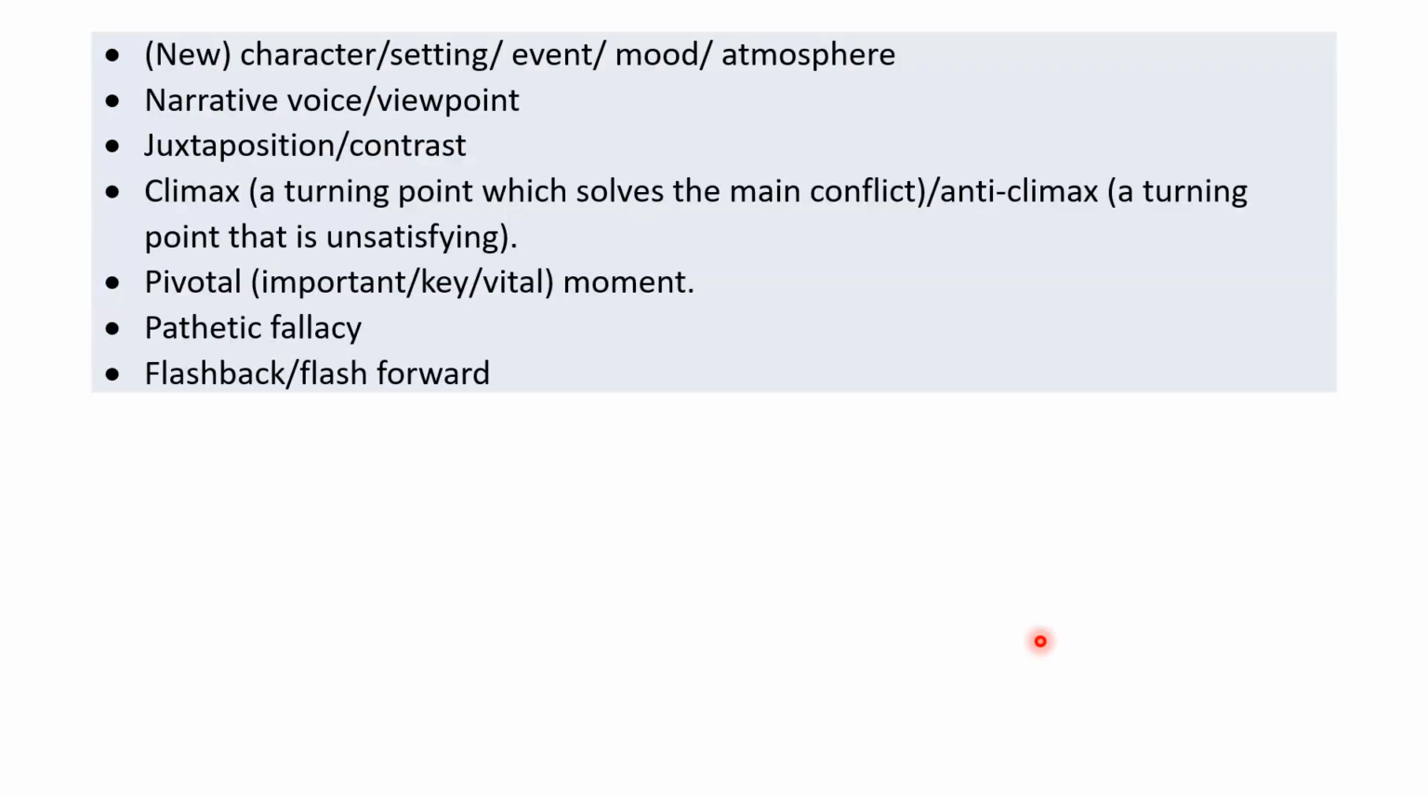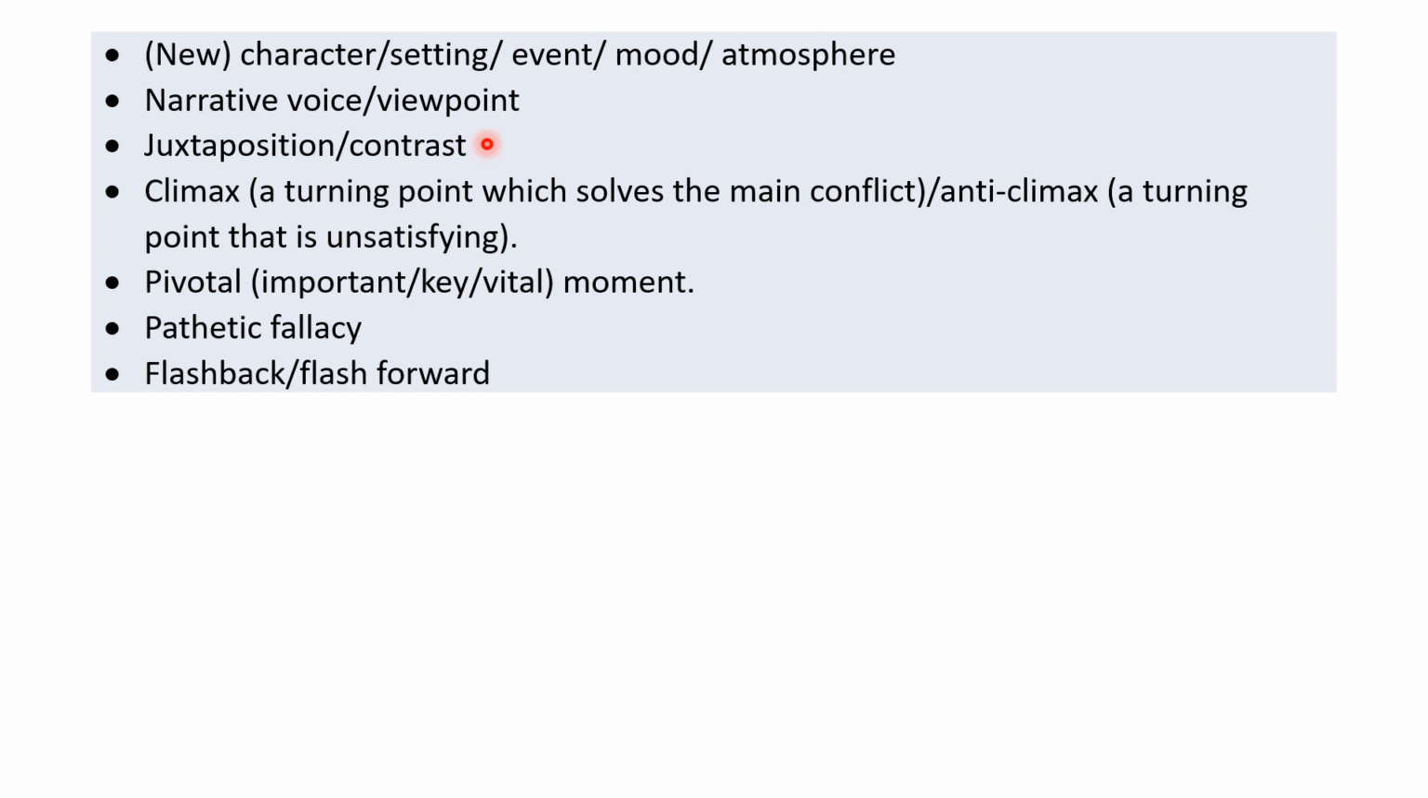So here are some structural features that you can look at. This obviously applies to question 3, but also question 4. If there is a new character, setting, event, mood, or atmosphere, the narrative voice or the viewpoint. So whose perspective of the situation are we hearing? For example, in Frankenstein, we start by hearing Walton's point of view, then we move on to hearing Victor's point of view, and then there is a shift where we hear the creature's point of view. And that undeniably aids our understanding of the text.